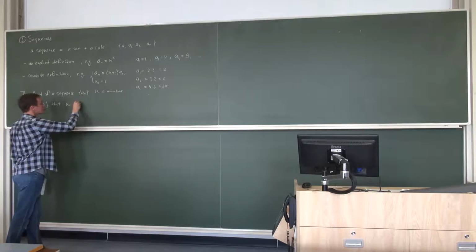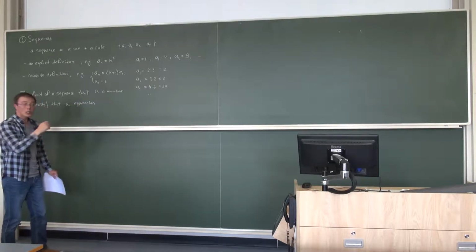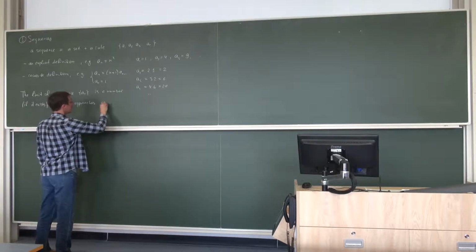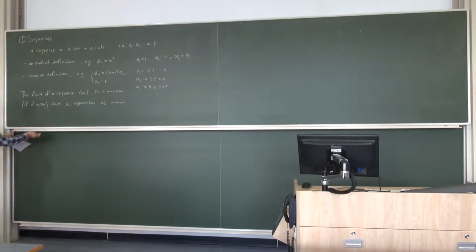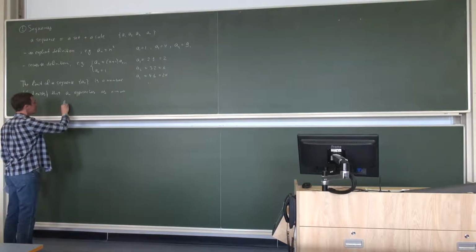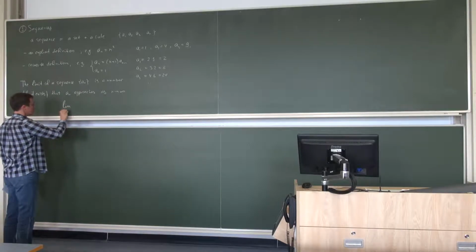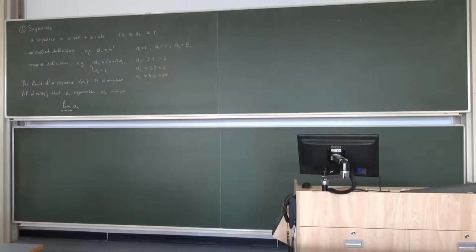An approaches arbitrarily closer and closer as n goes to infinity. The notation for that is as follows: the limit as n goes to infinity of a_n. And let's take a look at a few examples.